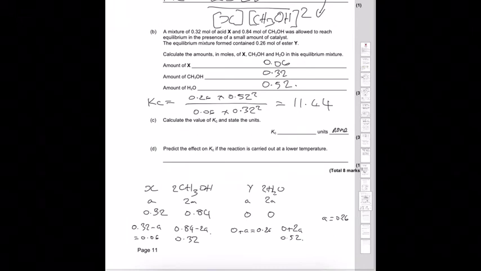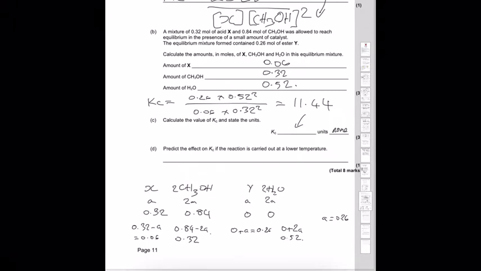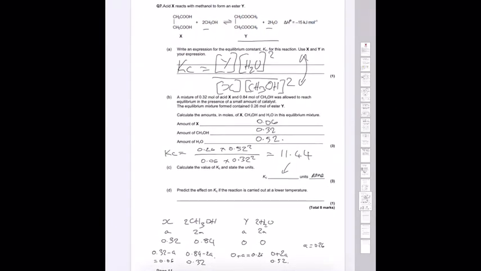Are they asking for significant figures or the right number of things? I don't think they are. Okay.